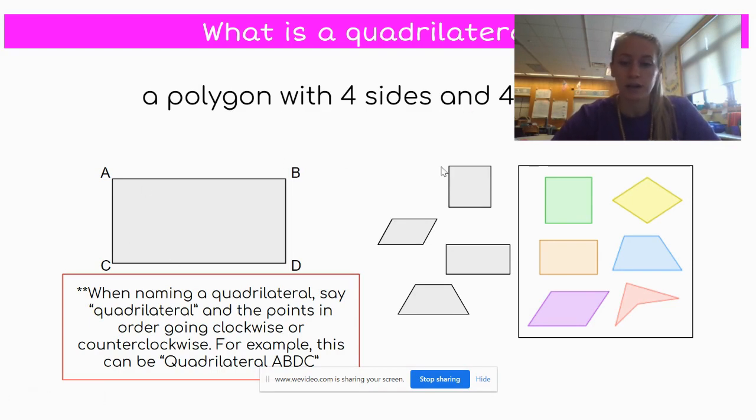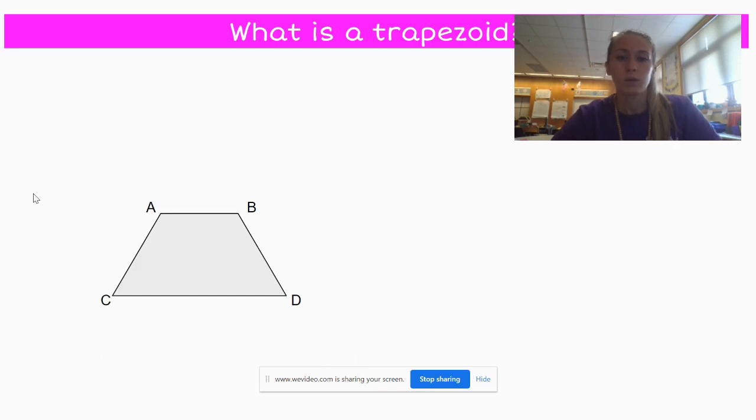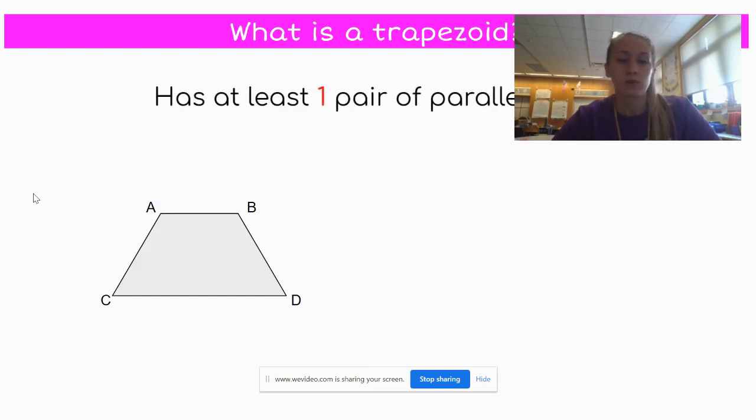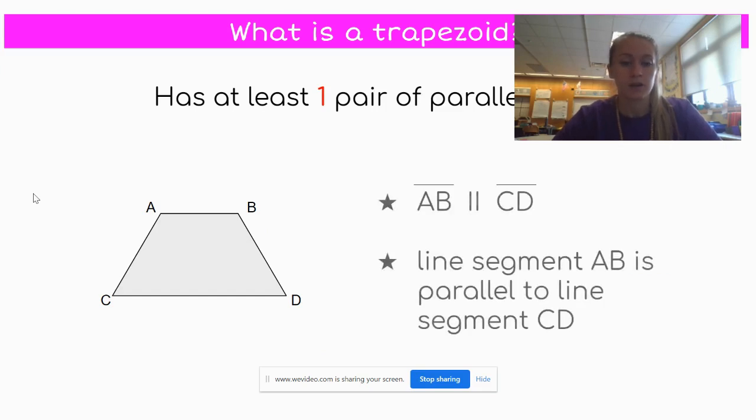So this one and all of these are polygons because all it needs to have is four sides and four angles to be a polygon. This is a good time to make a note of this in your notebook. What is a trapezoid? A trapezoid has at least one pair of parallel sides, meaning parallel, the lines do not touch. So the lines AB are parallel to lines CD. That makes this shape a trapezoid.